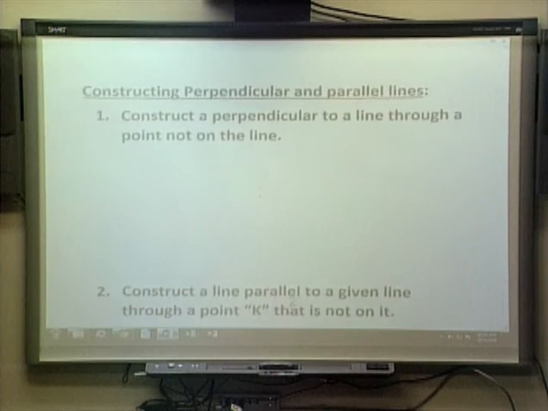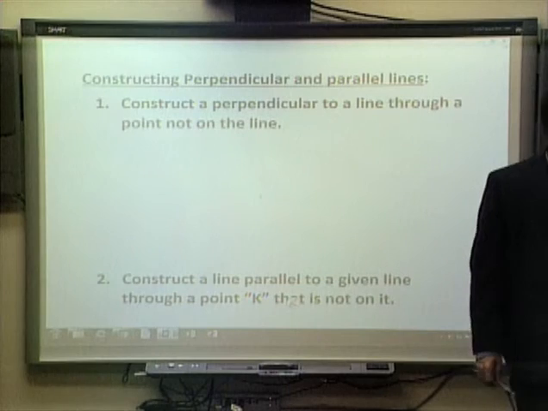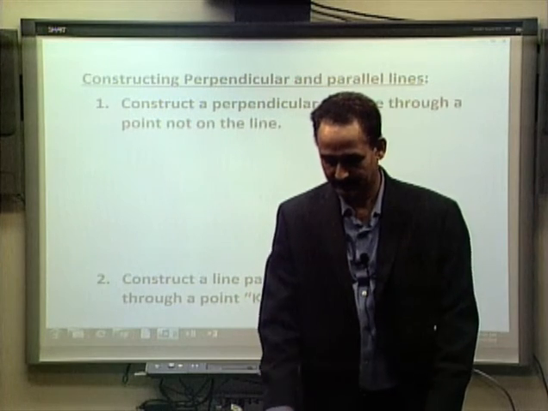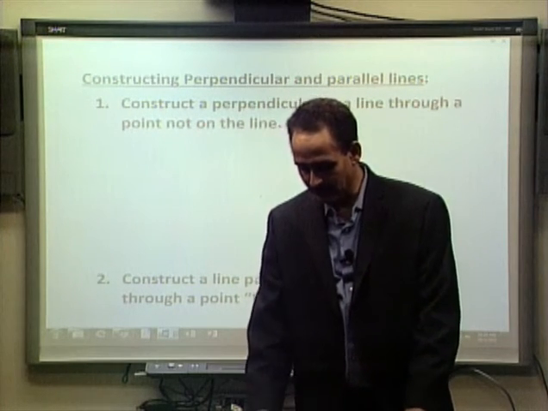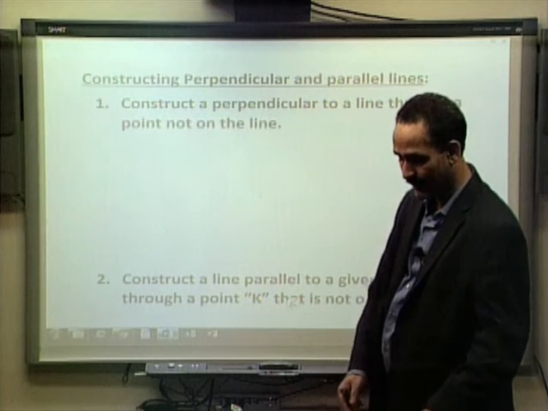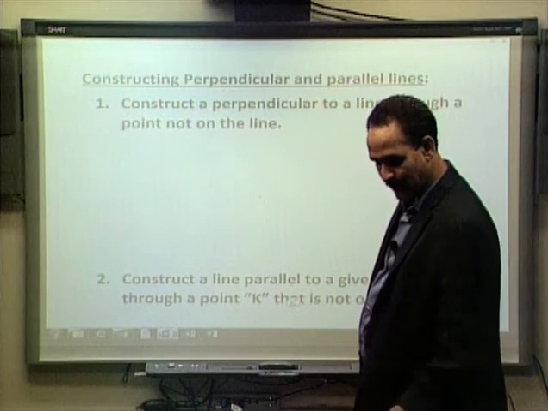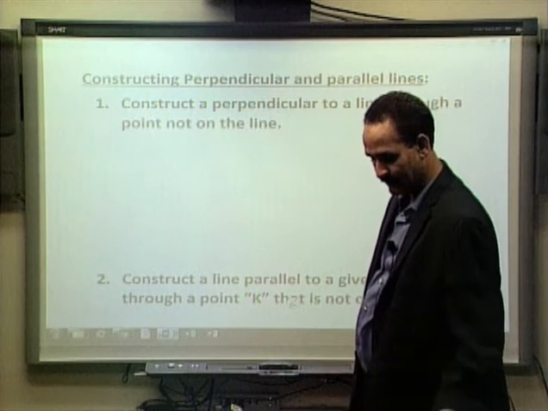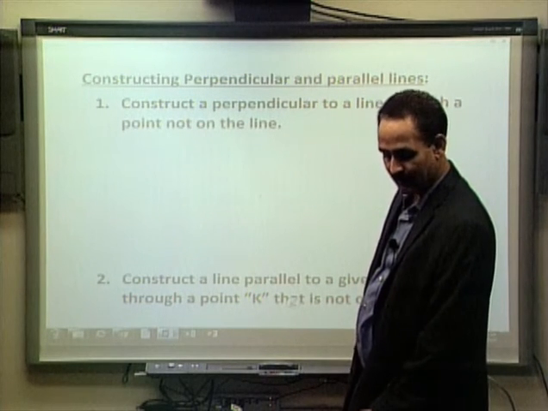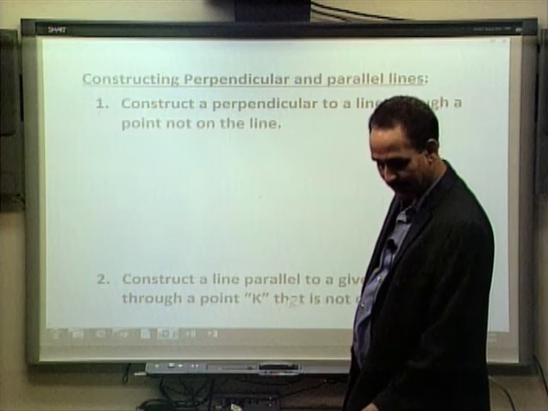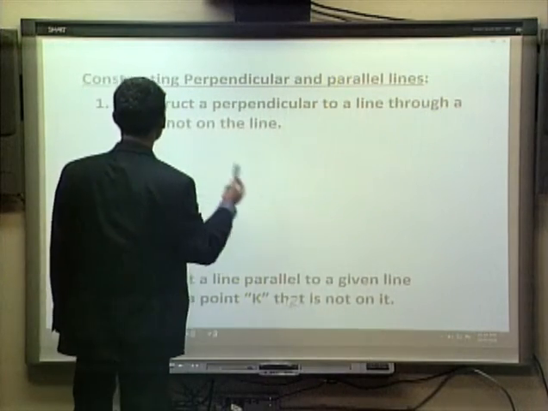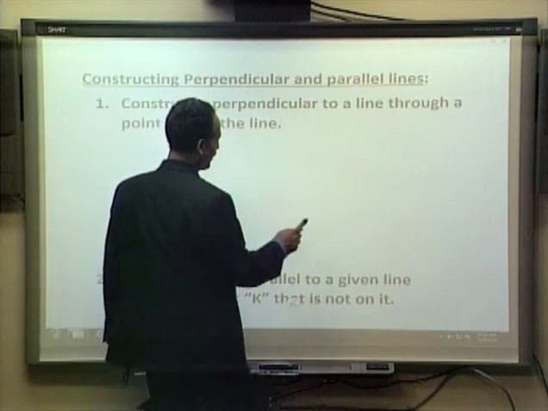Now, the next thing we want to know is how to construct a perpendicular to a line through a given point, and how to construct a line parallel to a given line. First, how to construct a line perpendicular to a given line through a point not on the line. So, basically this is what we want to construct.